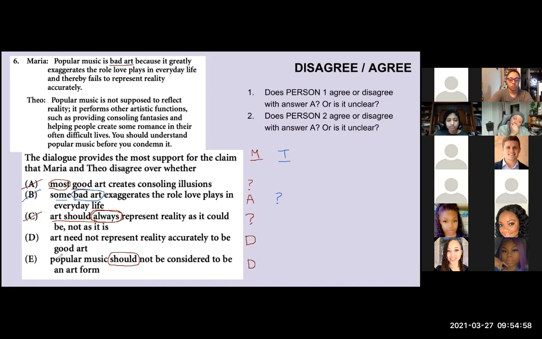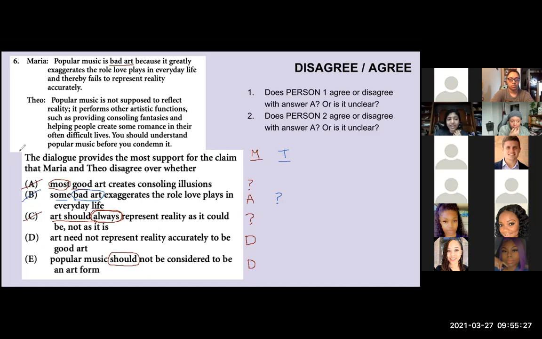For this one, I would go back to Maria. I don't know if she addresses it. I think she's just saying popular music is bad art, but she's actually saying it's art. Exactly. Yeah, completely agree. And I think Theo's D would also be the best answer. Could you say that one more time? No, I was saying that by process of elimination, D would be the best answer.